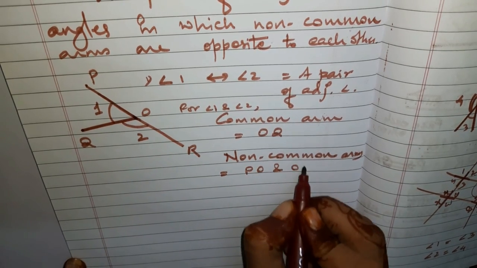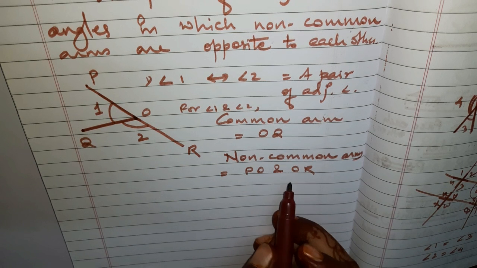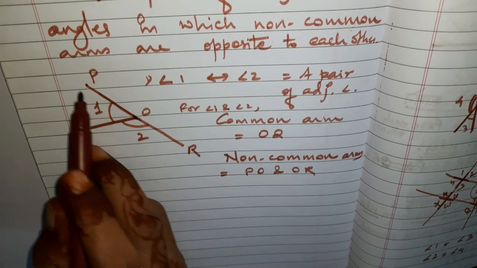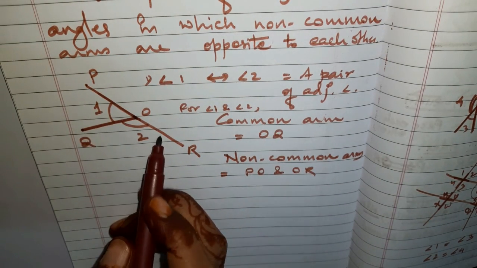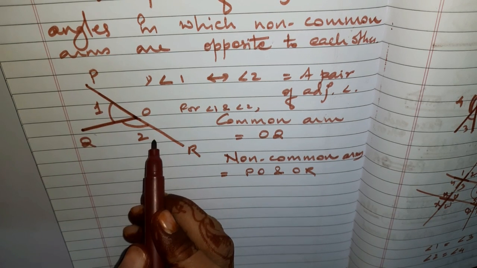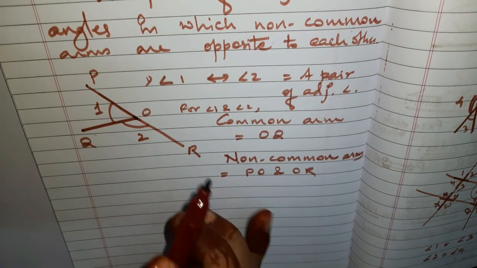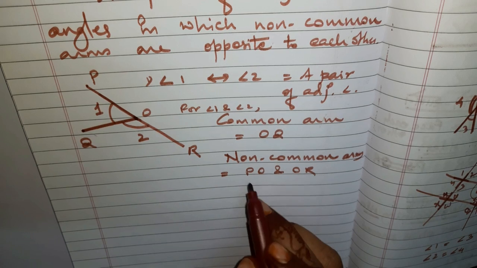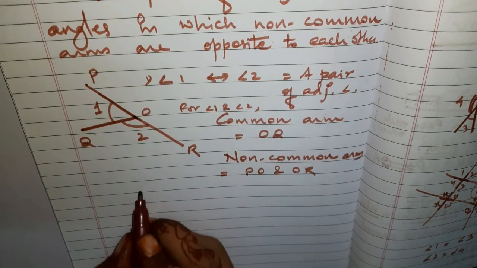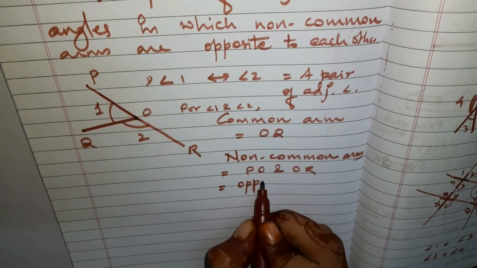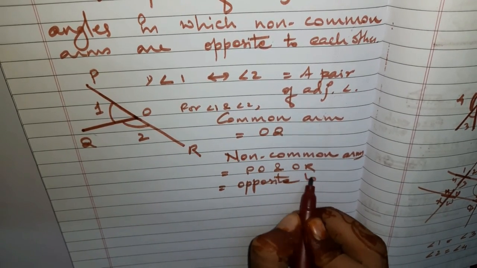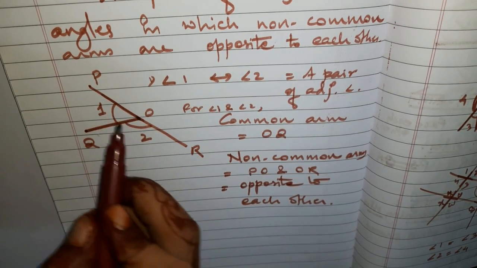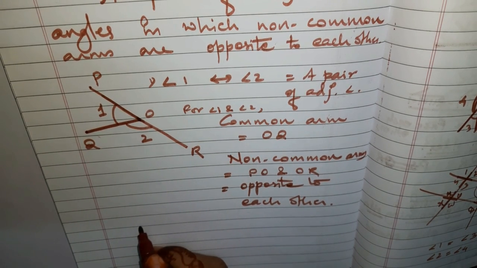PO and OR. Now you have to find whether they are opposite to each other or not. If these two rays or line segments are opposite to each other, we'll say that this pair of angle 1 and 2 are a linear pair. We call them linear pair. So you can see here that the non-common arms PO and OR are opposite to each other. And when they are opposite to each other, they are forming a linear pair.